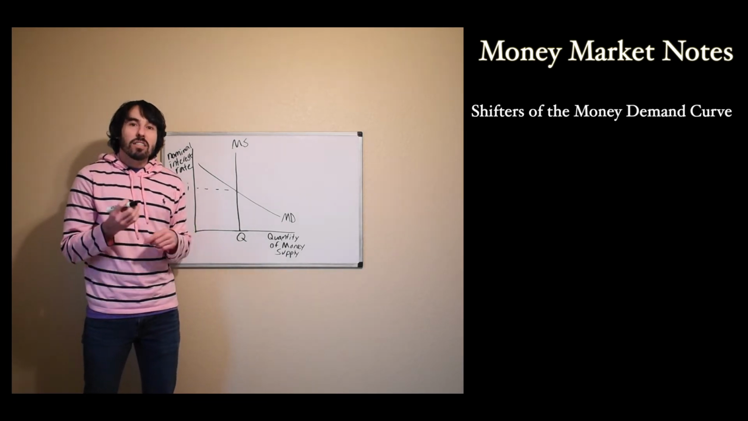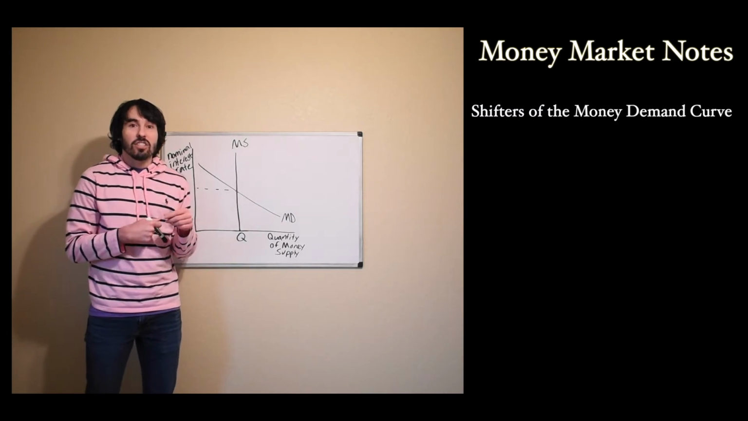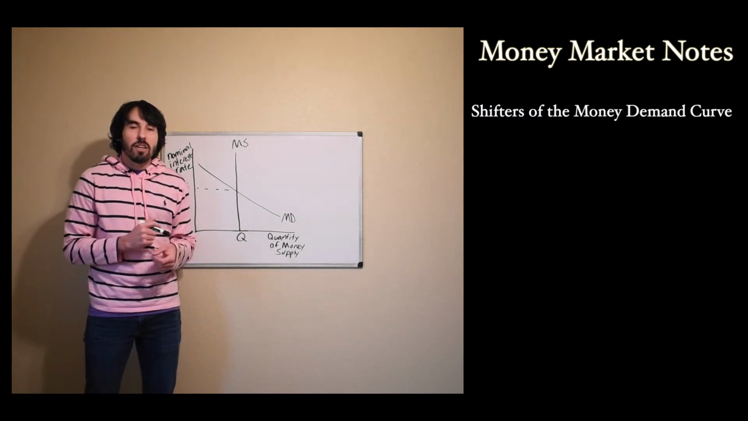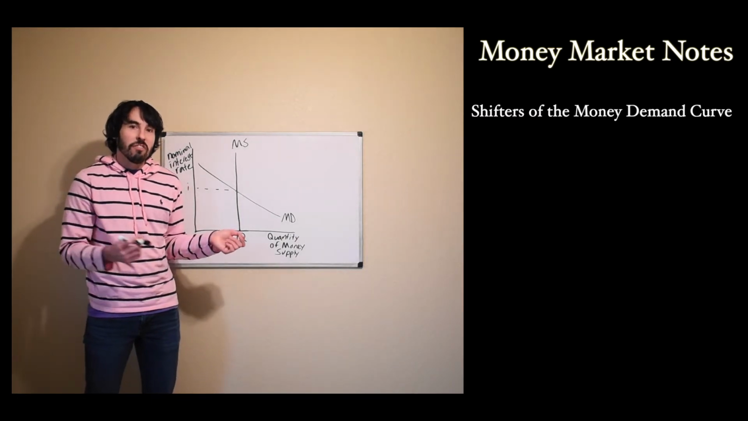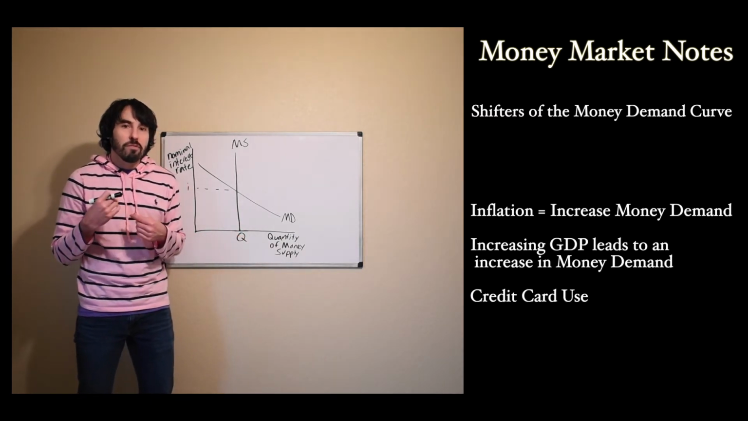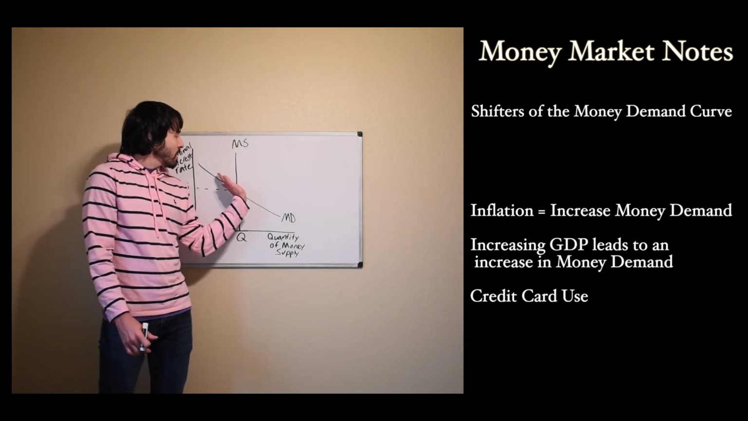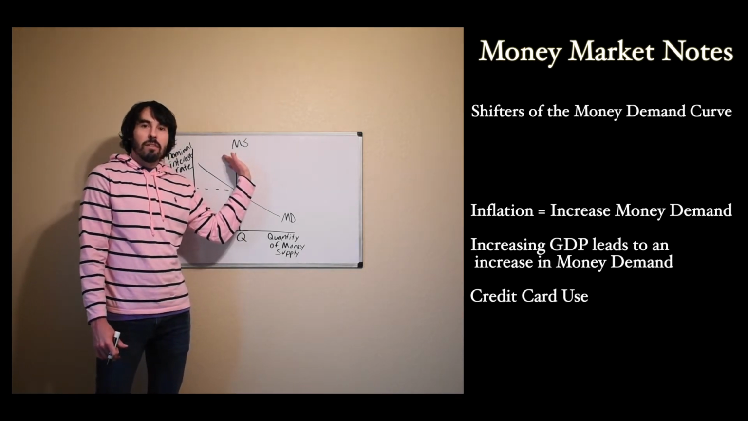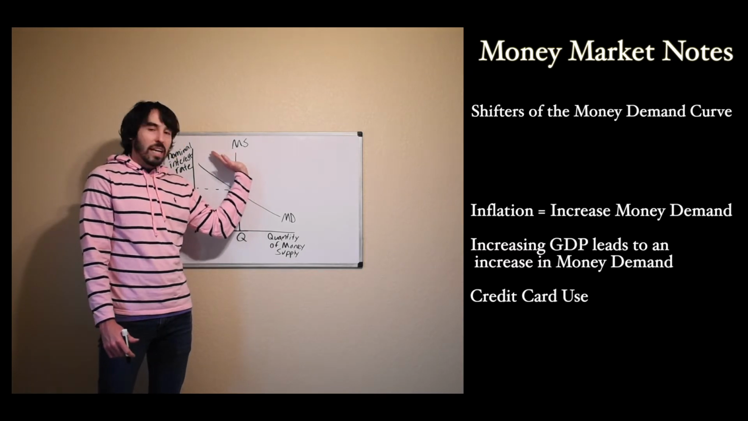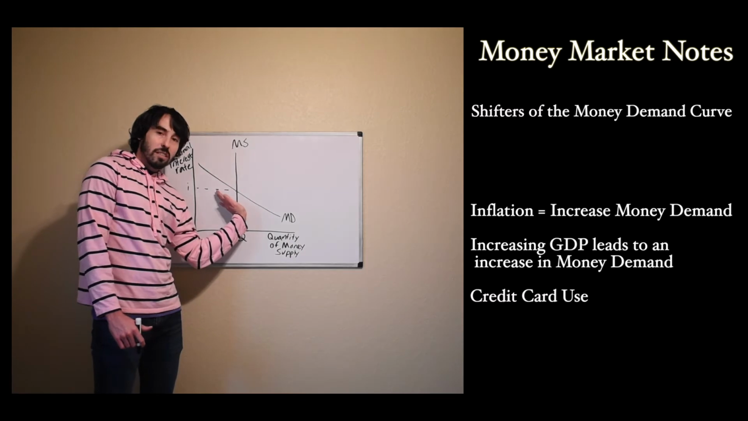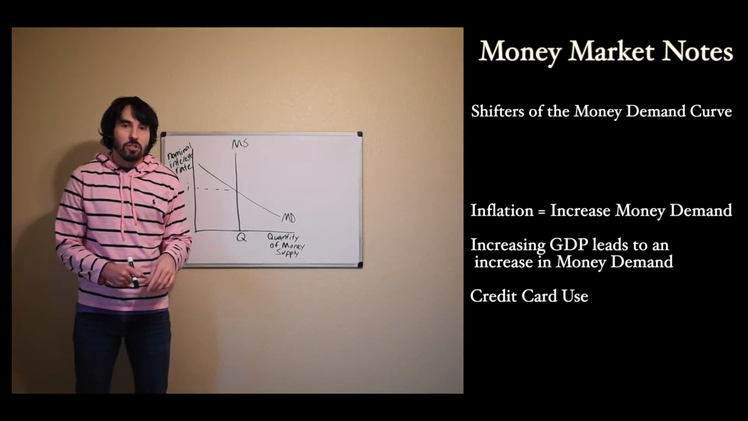All right, the money demand curve can also be shifted. Anything that causes people or the users of money to change habits for the use of money is going to shift the money demand curve. First one is inflation. If inflation increases, users of money will need more money to keep buying goods and services. That will cause the money demand curve to increase. If the money demand curve increases, we end up with a higher nominal interest rate. If the money demand curve decreases, we end up with a lower nominal interest rate.